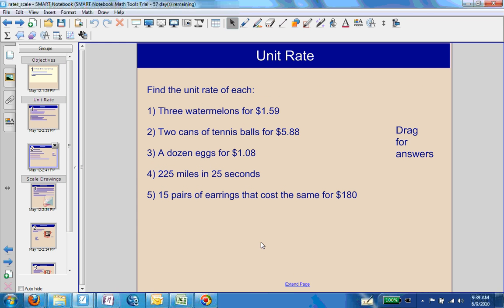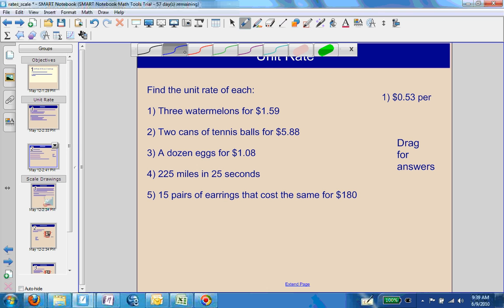If we wanted to write anything as a unit rate, what we're going to do is take whatever we're looking at and write it per one. So, for example, 3 watermelons for $1.59. If we want to write that as a unit rate, we're going to try to figure out how much it would cost for 1 watermelon. So what we can do is set up a proportion, or we can just divide, either way. So I've already shown you the answer. Let's see a couple of ways to find it.